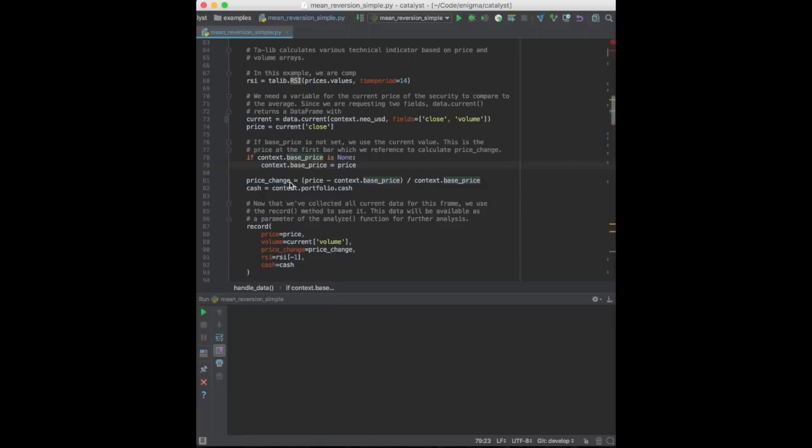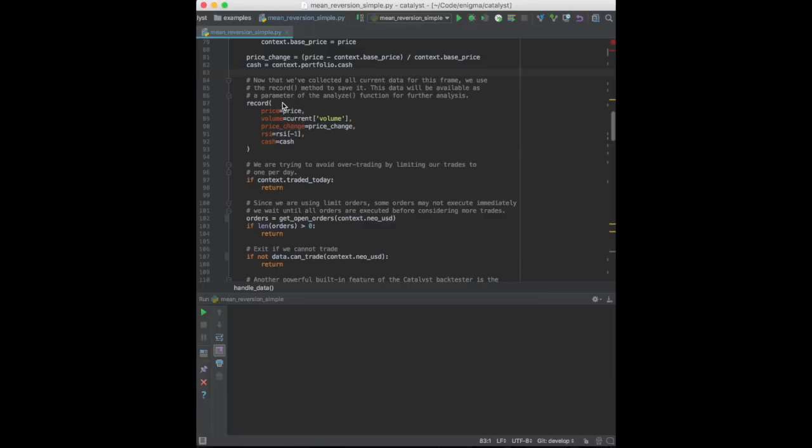Here, we're calculating the price change and requesting units of cash in the base currency. Note that the Catalyst API allows us to access any metrics about the portfolio or current executed transactions. We are now feeding this data snapshot to the record method. This will later result in a data frame with a time series index, allowing us to build performance metrics and charts.